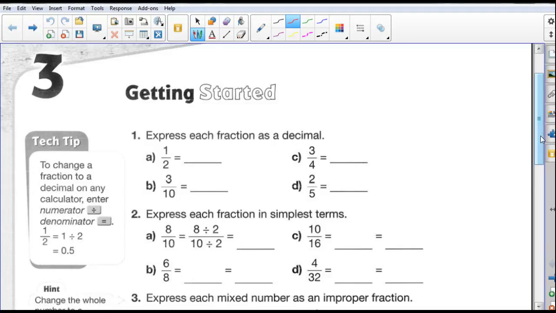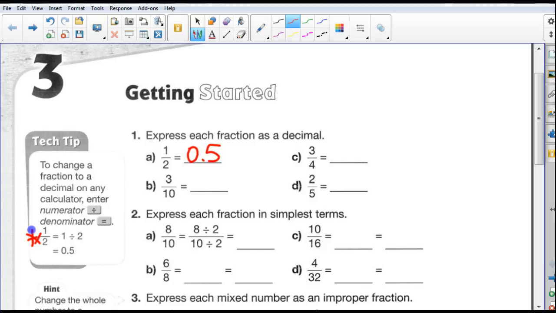You can see the little tech tip on the left-hand column there. It says to change a fraction to a decimal on any calculator, enter the numerator, which is the top part of the fraction, and divide that into the denominator, which is the bottom, and hit equals. Okay, so the first one, we've got 1/2 is equal to 1 divided by 2. You can see that right here in the margin, which is equal to 0.5.